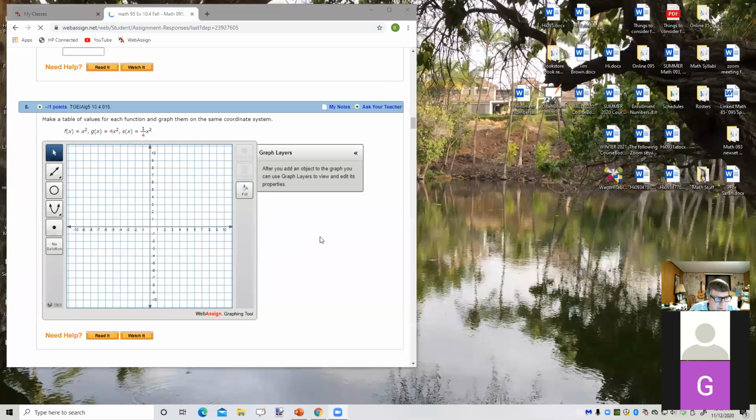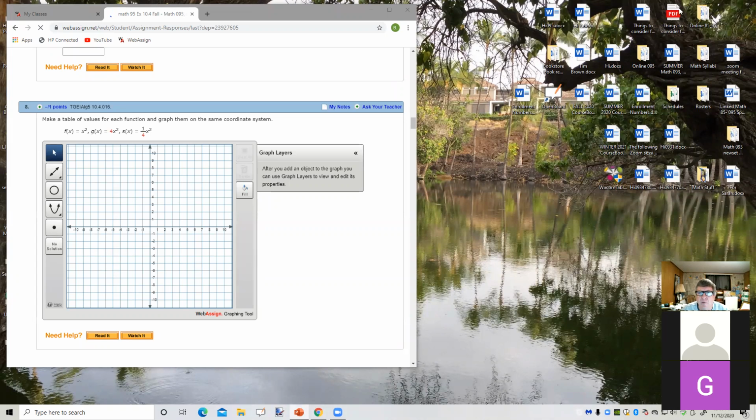So here's a Webassign problem. It says, make a table of values for each function and graph them on the same coordinate system. We've got f of x equals x squared, g of x equals 4x squared, and s of x equals 1/4 x squared. Now I want to talk about the difference between graphing on graph paper and graphing in Webassign. Graphing on graph paper, I would have you find the vertex and the axis of symmetry, and then make a table.